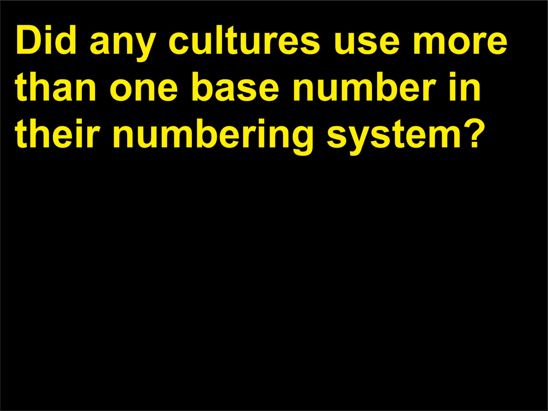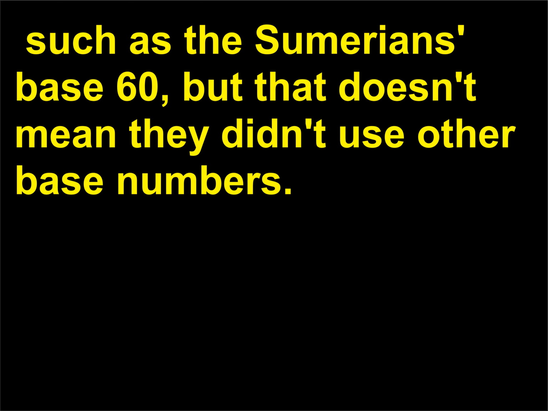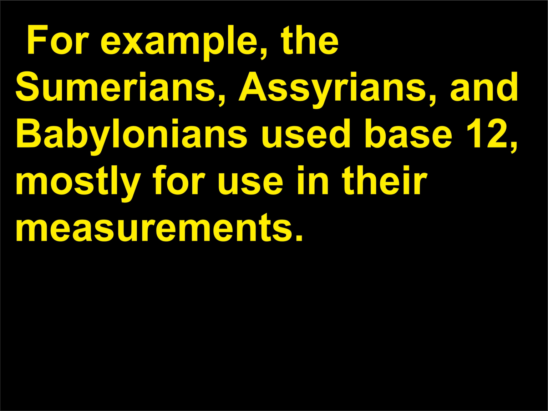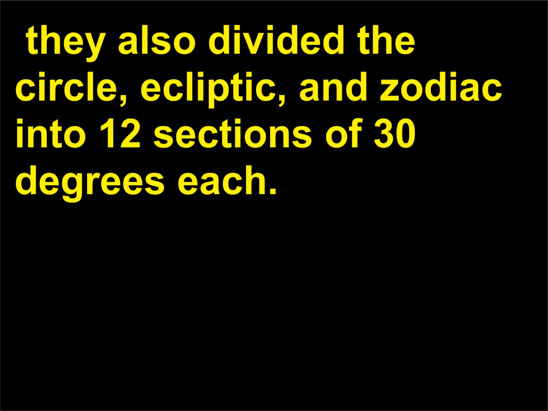Did any cultures use more than one base number in their numbering system? Certain cultures may have used a particular base as their dominant numbering system, such as the Sumerians' base 60, but that doesn't mean they didn't use other base numbers. For example, the Sumerians, Assyrians, and Babylonians used base 12, mostly for use in their measurements. In addition, the Mesopotamian day was broken into 12 equal parts. They also divided the circle, ecliptic, and zodiac into 12 sections of 30 degrees each.